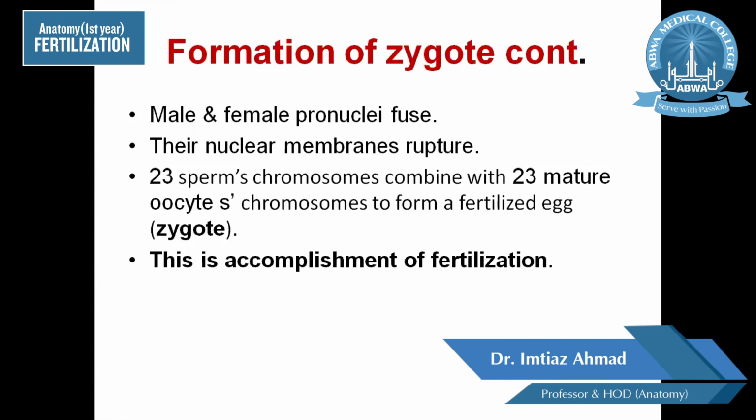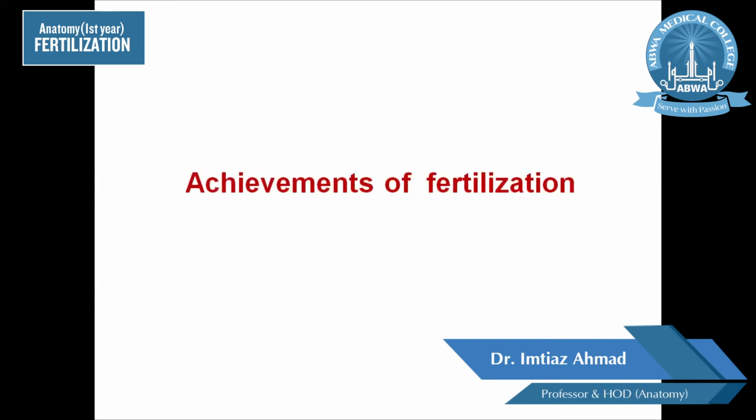Now the male and the female pronuclei fuse. The nuclear membranes rupture. Now the 23 chromosomes of the sperm combined with the 23 chromosomes of the mature oocyte to form a fertilized egg known as the zygote. And this is the final stage, or the accomplishment, of fertilization.